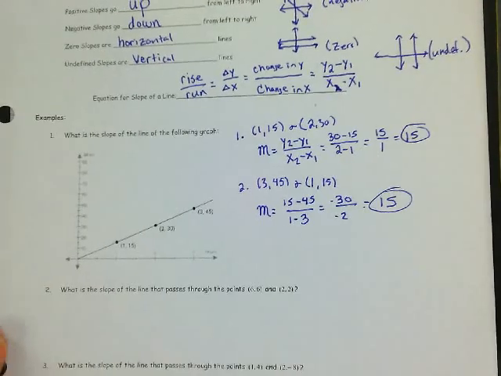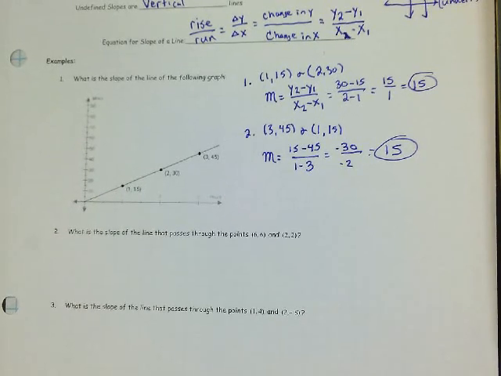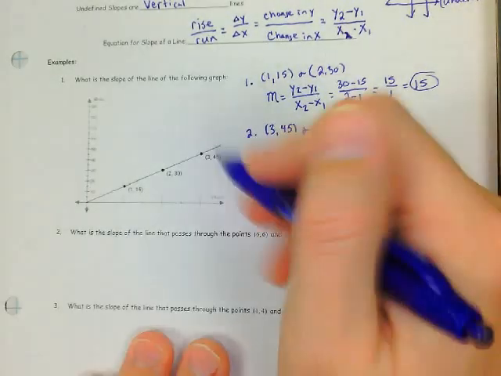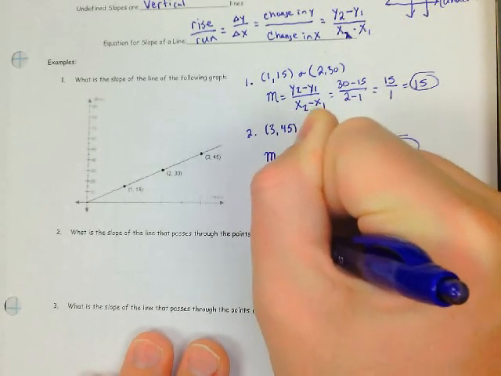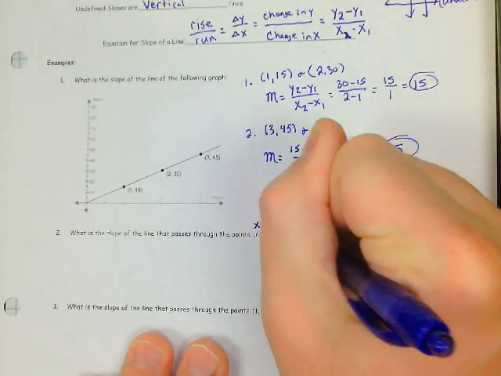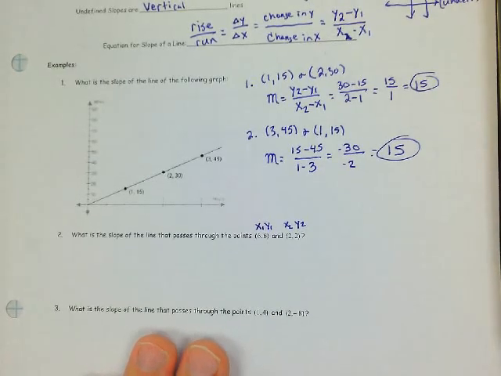All right, let's look at some more. What is the slope of a line that passes through the points 6, 6 and 2, 2? So, let's go left to right. 6 is the first x that I see, so that'll be x1. This 6 will be y1. The 2 will be my x sub 2. The 2 will be my y sub 2.